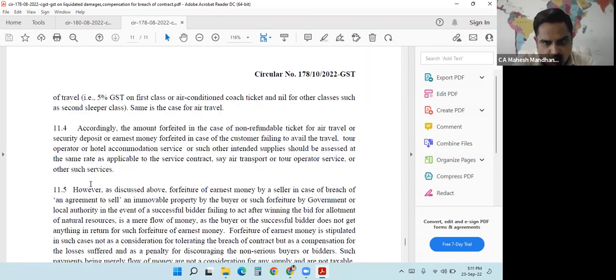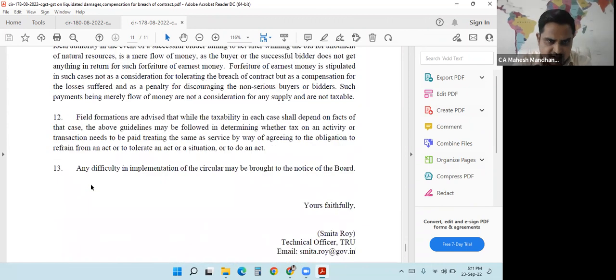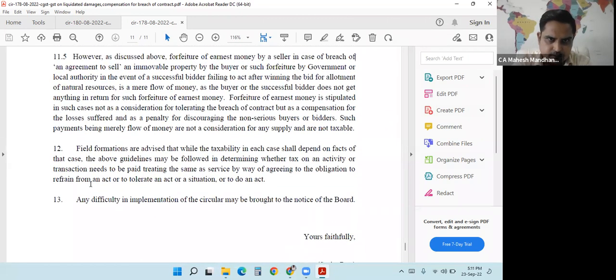So again, whatever is provided in this circular by the CBIC, if our case is covered by those specific situations, then it will be useful for us. But at the end of the circular, it is rightly provided by the CBIC, if you see para 12 of the circular, that the taxability in each case shall depend on the facts of that case. The facts and circumstances of each particular case have to be analyzed separately.